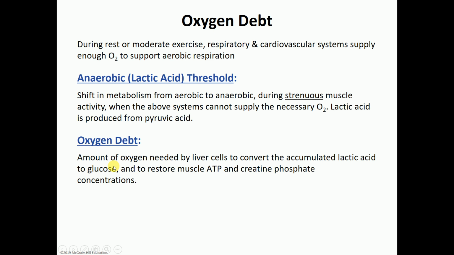It also wants to restore the ATP that I've used for that amount of exercise. So remember, I broke down a lot of ATP, and I need to restore that back. So I need to restore my muscle ATP and the creatine phosphate, which is how I store phosphate. And all of these processes need oxygen.